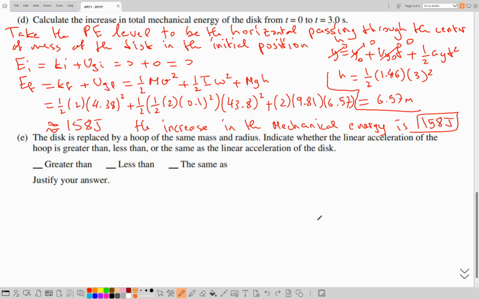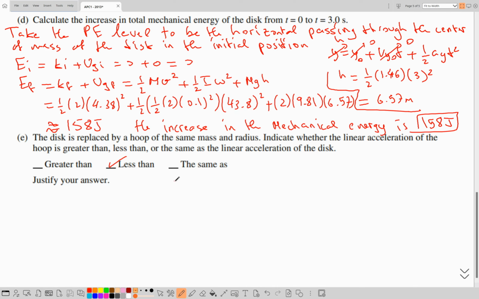Now in part A, they're telling us the disk is replaced by a hoop of the same mass and radius. So what's the difference between the disk and the hoop? The hoop is more inertial, so more rotational kinetic energy would be gained, and less translational kinetic energy would be gained, but in total they would be the same. So we're talking about a less translational speed for the hoop, but a greater angular speed. Indicate whether linear quantities would be less than, because we know that the hoop is more inertial and less linear quantities would be gained.